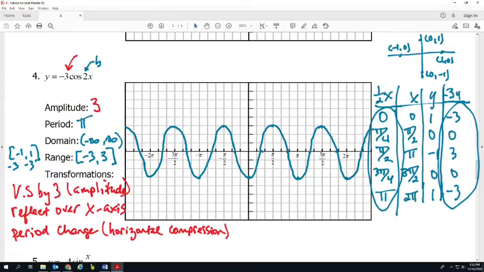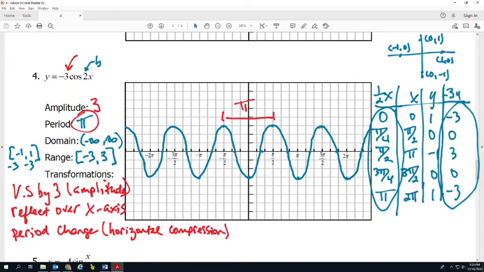Okay, this is what our graph should look like after we plot a few of those. Let's just talk about some of our critical values. For example, my period goes from here to here, tip to tip, and we should see that that's only pi units, which matches what we put over here for the period.